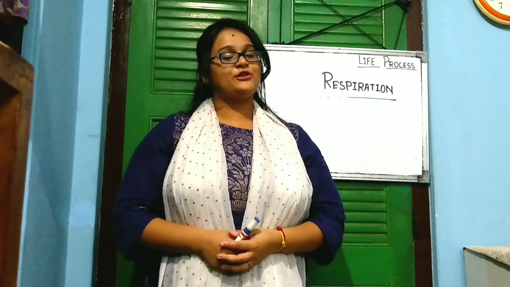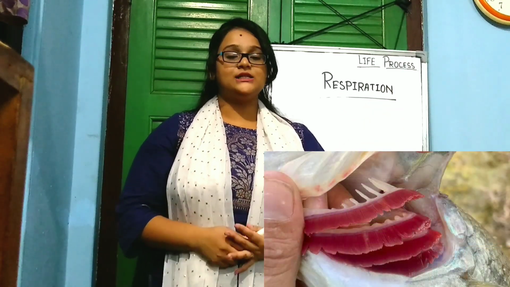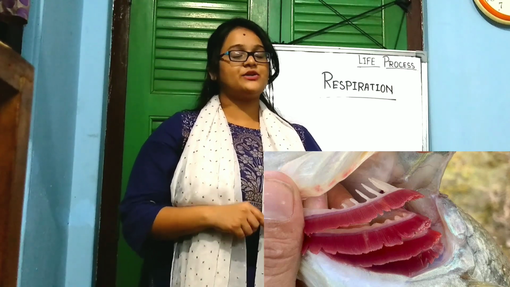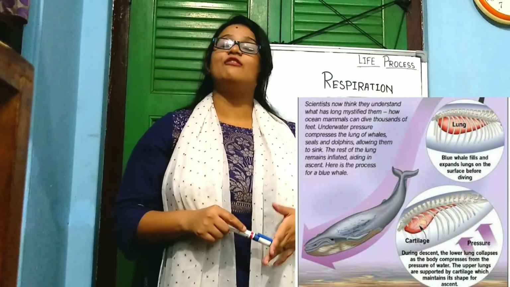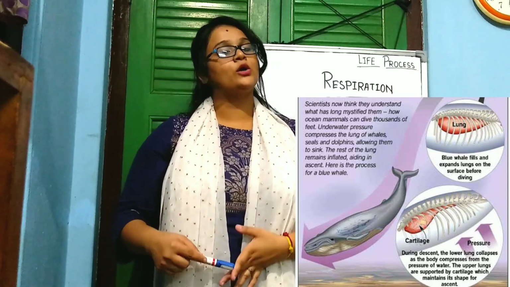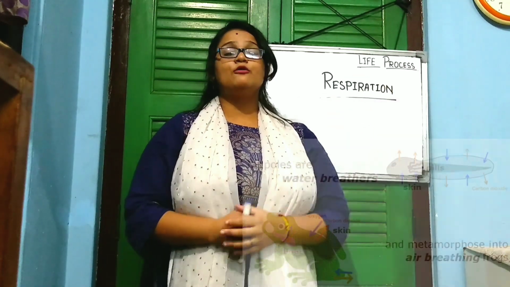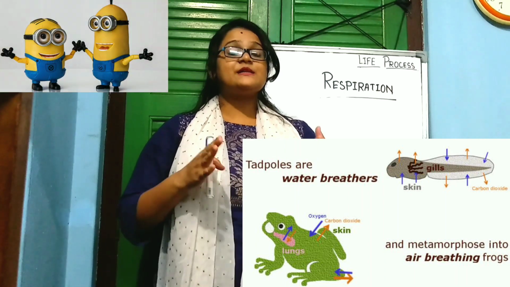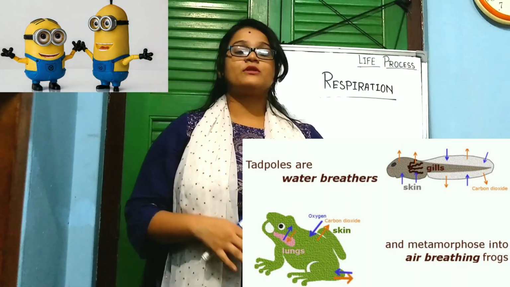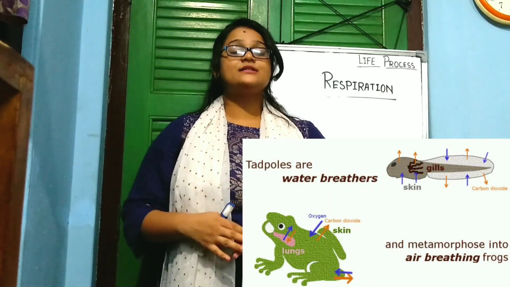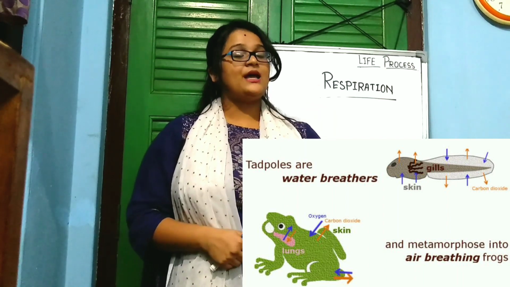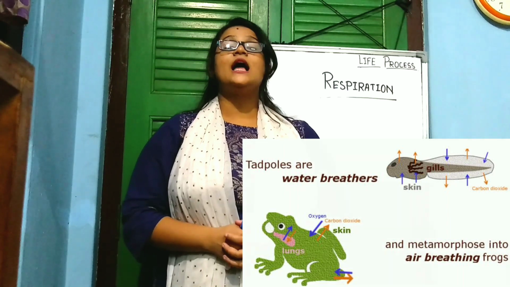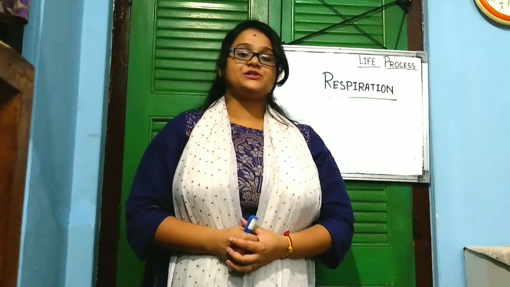Number 3. Fish. Fish have gills which act as their respiratory organ, except in the blue whale. Blue whale has lungs as its respiratory organ. Number 4. Frog. There is an interesting fact about frog. You will be surprised to know that frog has two respiratory organs. One is their moist skin and the second is their lungs. They use both during respiration.